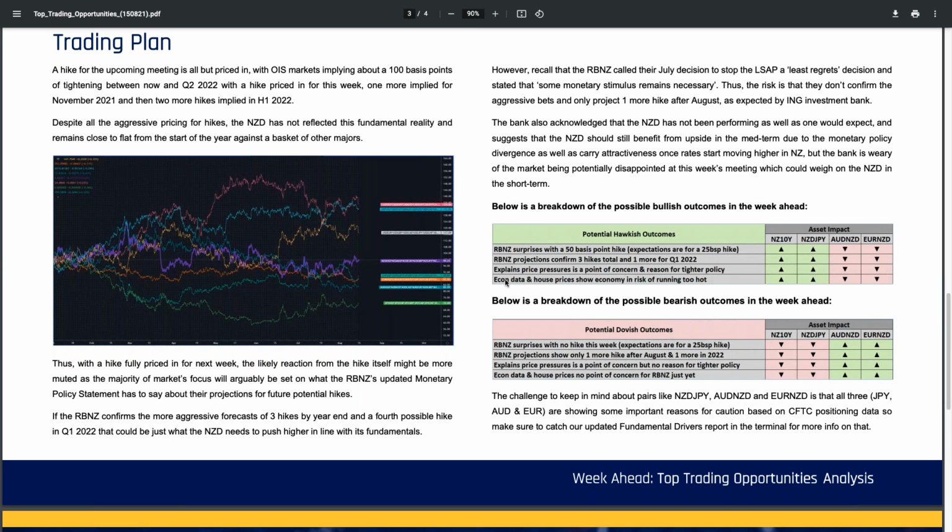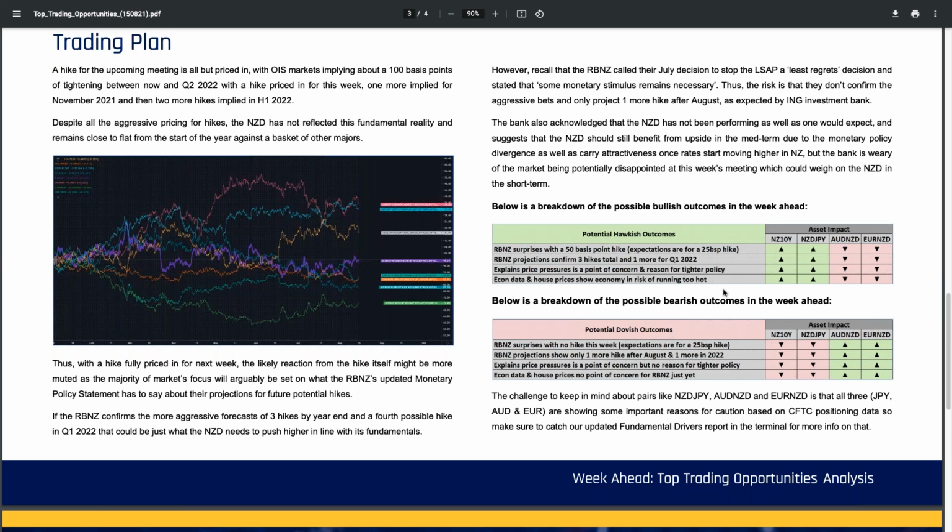And if they say that the economic data and the house prices show the economy is at risk of running too hot, expect that to boost the New Zealand dollar. So if they start mentioning that employment data was good out of New Zealand, the unemployment rate fell to 4% from 4.5%, which is excellent. And we also had the inflation data, year on year, come in at 3.3%, which is the highest reading in 19 quarters, and it's also above the RBNZ's target range. So that's the positive outlook. If that happens, that's a New Zealand dollar buy.